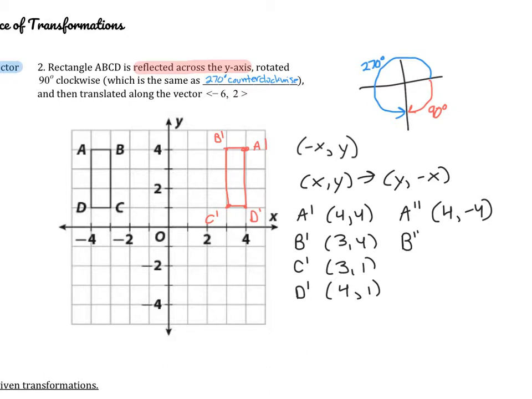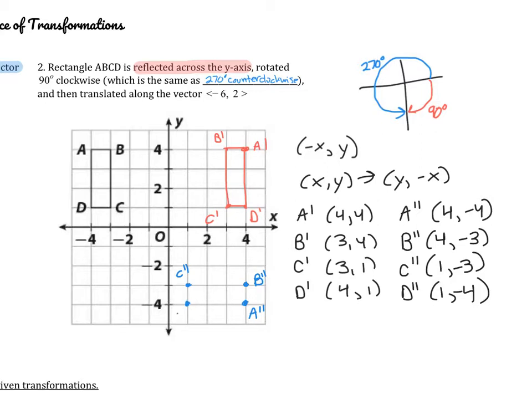For B double prime, 4 moves to the front, and 3 becomes opposite. For C double prime, 1 moves to the front, 3 becomes opposite. And for D double prime, 1 moves to the front, 4 becomes opposite. So that's our next transformation, and I will do that in blue. We have (4, -4), which is A double prime, (4, -3), which is B double prime, (1, -3), and (1, -4).